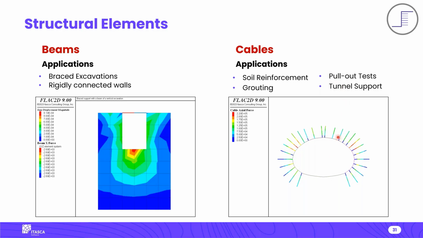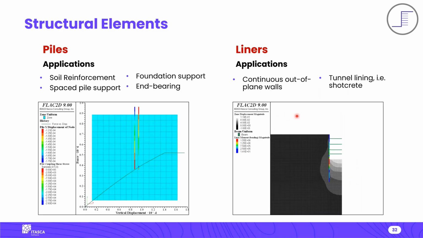For example, here's an oval-like tunnel with cables embedded in the soil, and it's showing the contour of the axial force on each cable. The last two structural elements in FLAC2D are piles and liners. Piles are an element that is often used for soil reinforcement, bearing effects, and foundation support, such as the wharf example video that I showed. And then lastly, liners are a little different than the last three elements I talked about.